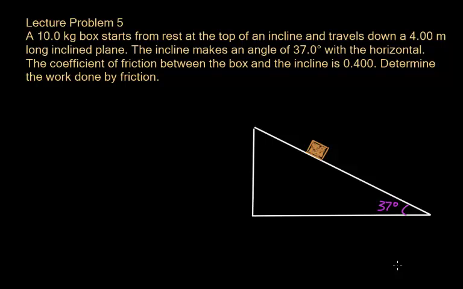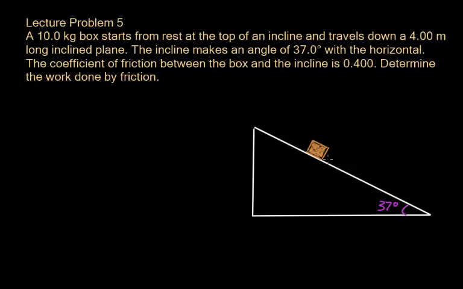This question is not that much different from the previous one that we have solved, except that this one is providing the coefficient of friction instead of the final speed. For that reason, the approach that we're going to use is going to be slightly different. As usual, the first thing that we need to do is to put together a free body diagram.